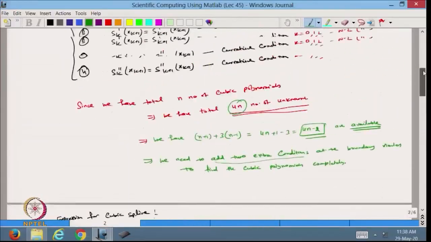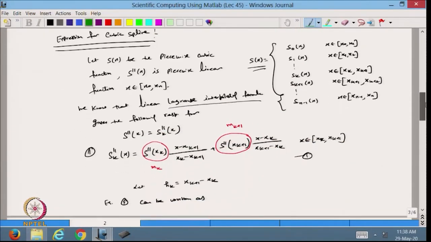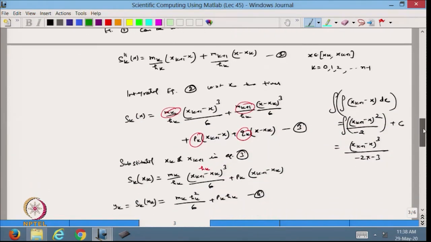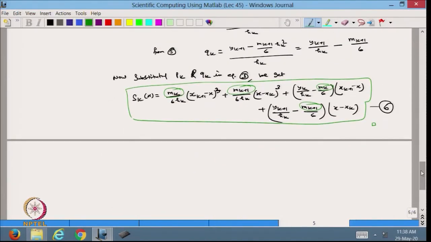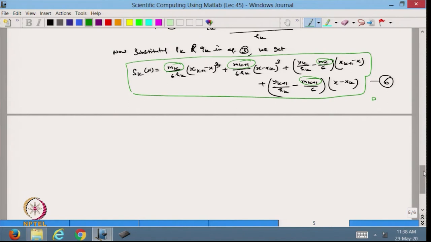In the previous lecture we found how we can find the cubic spline for a given interval, and then we started with the expression for how we can express the cubic spline in each of the sub intervals. In the end we came to equation number 6, that is the cubic polynomial we are defining. Now we have to find the value of m k, the second derivative, for the given cubic spline. So let us continue with this one.